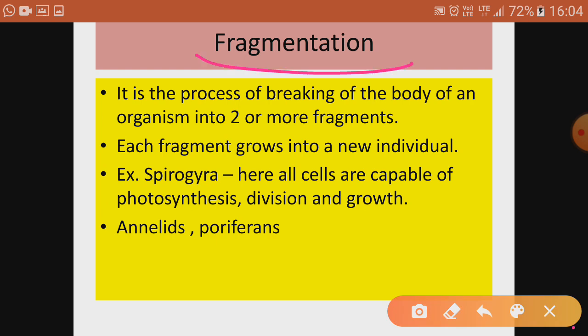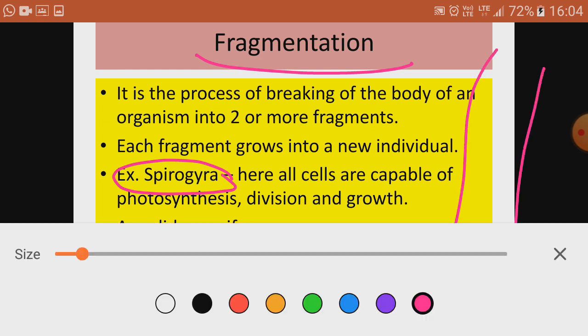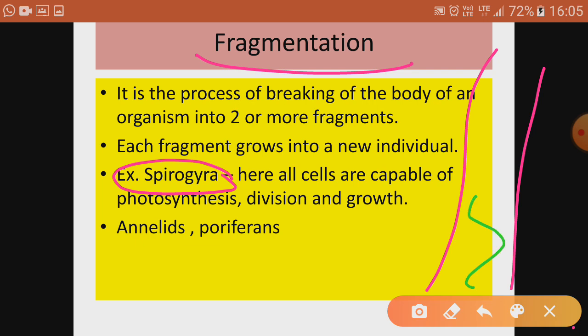Fragmentation is one of the important types of asexual reproduction found in organisms like Spirogyra. Spirogyra is an alga. It has a spiral chloroplast inside it. So, fragmentation is found in Spirogyra.